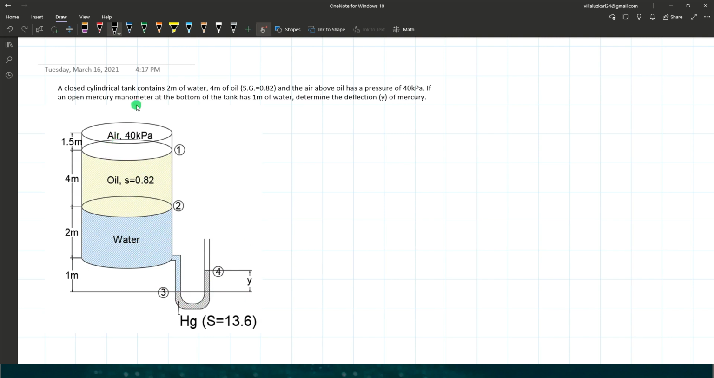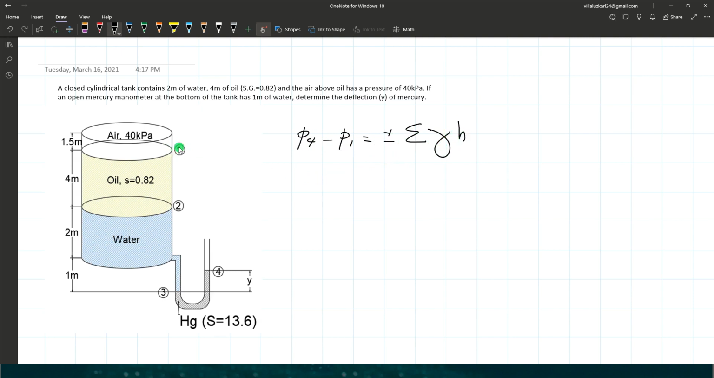So let's solve this using the general equation, that is, the pressure difference equals the sum of the product of unit weight and H for each liquid. So our starting point is at point 1, and the end point is at point 4. So we have a pressure difference of P4 minus P1 equals the sum of products of unit weight and H.